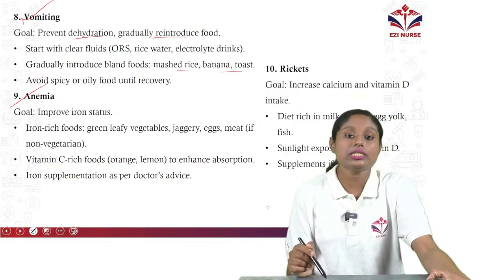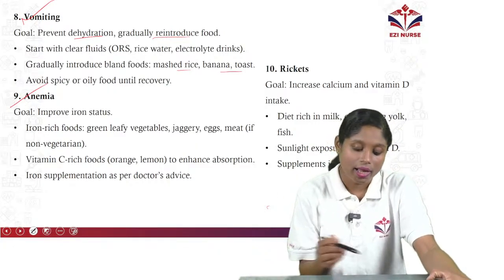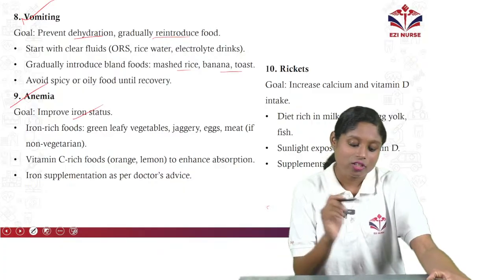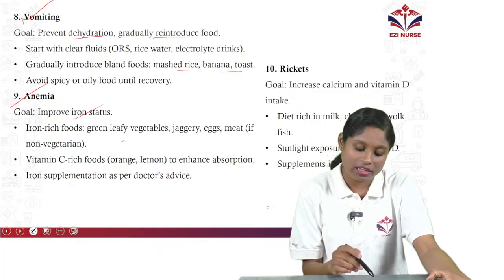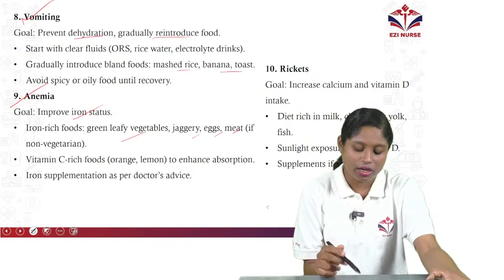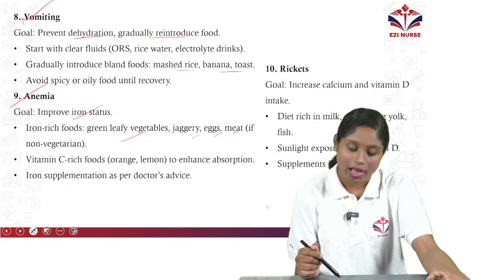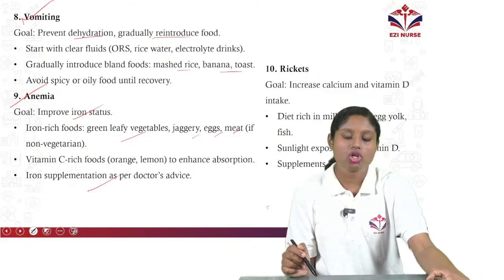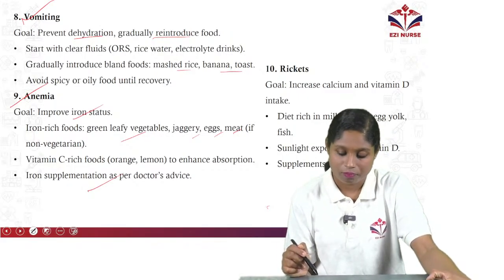Next condition is anemia. So what is the goal here? To improve the iron status. Iron-rich foods we need to give them, like green leafy vegetables, jaggery, egg, meat if a non-vegetarian baby. Vitamin C rich food like orange, lemon to enhance the absorption. Iron supplementation as per doctor's advice.